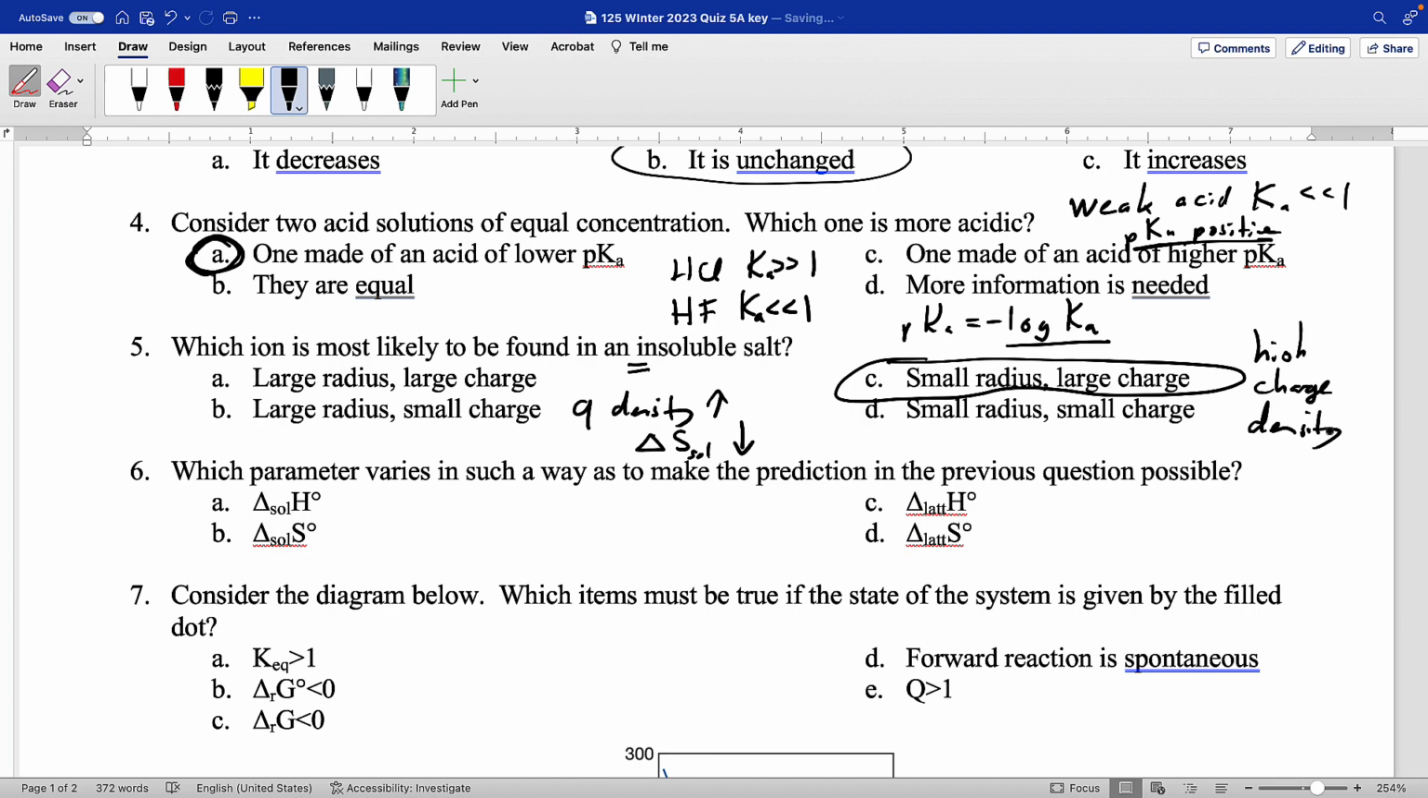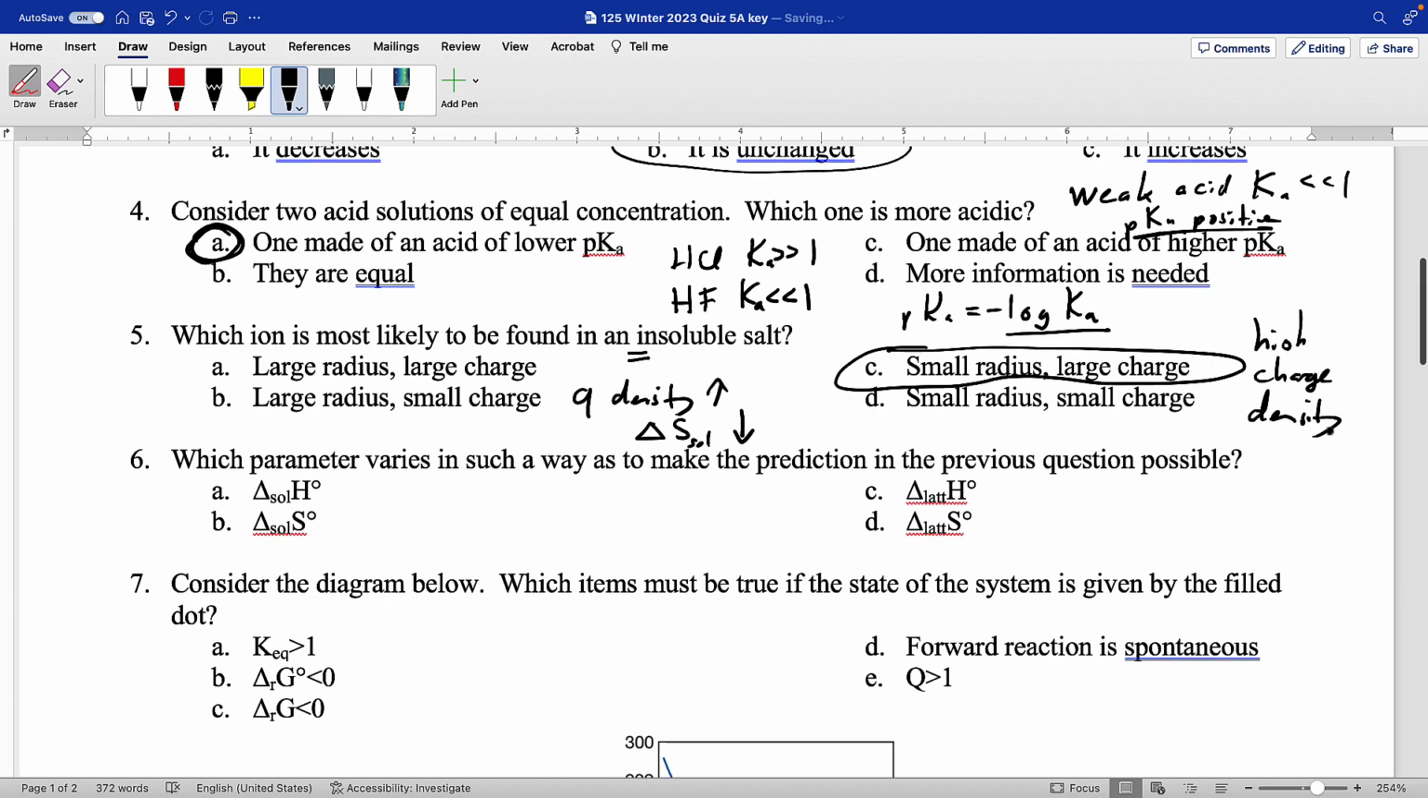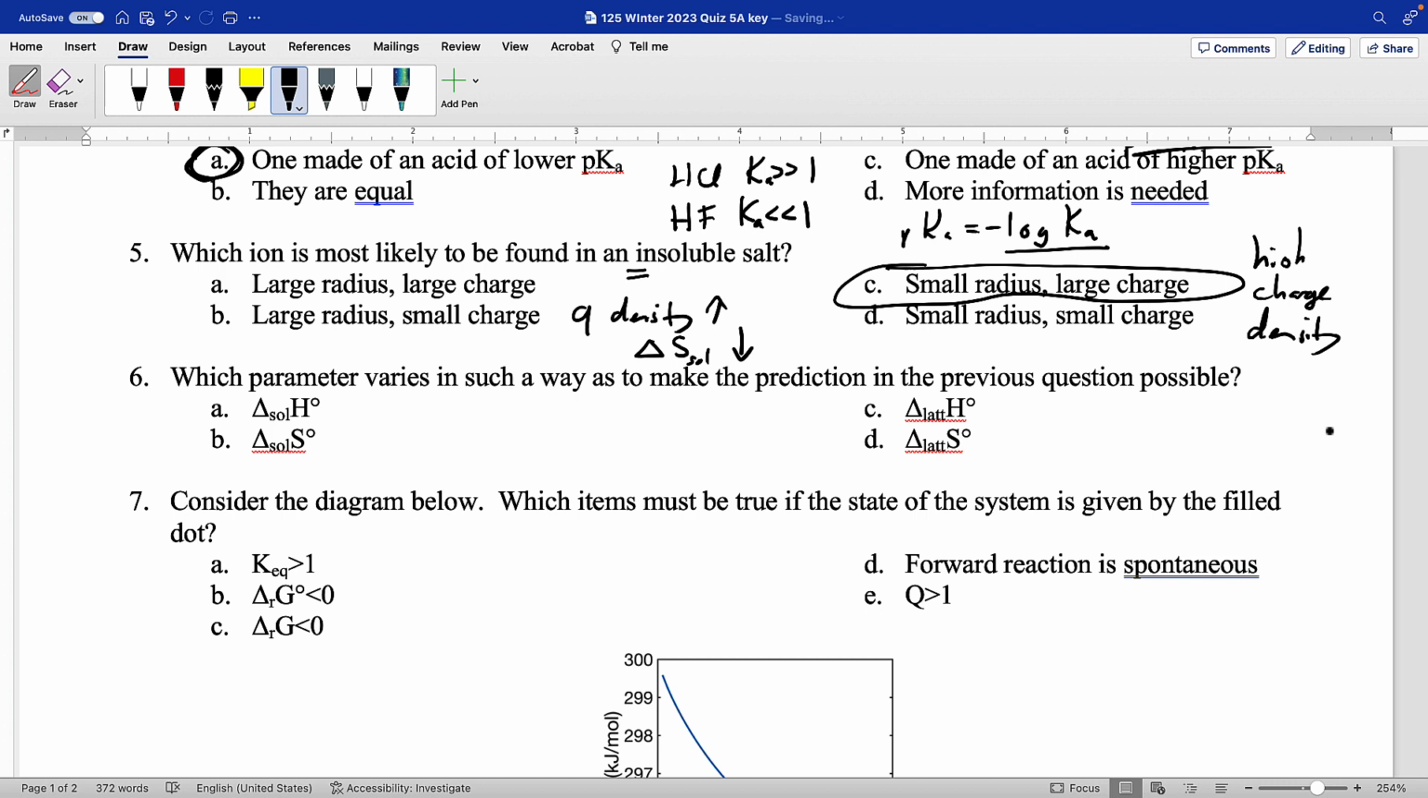Okay, what parameter varies in such a way as to make the prediction in the previous question possible? Oh, I think I already answered that. It's delta S of solution, right? If we look at the other answers, there's not really a trend in the heat of solution with charge density.